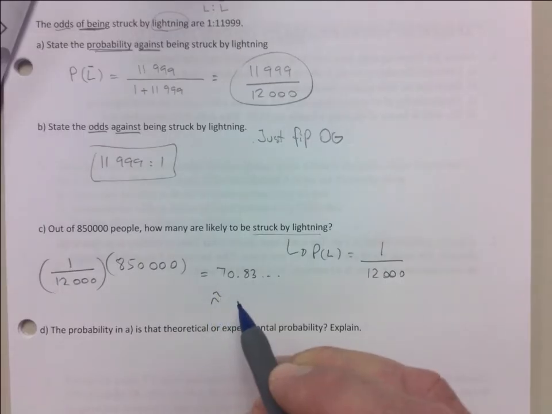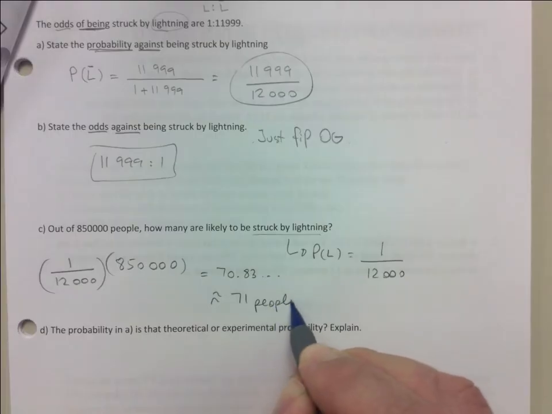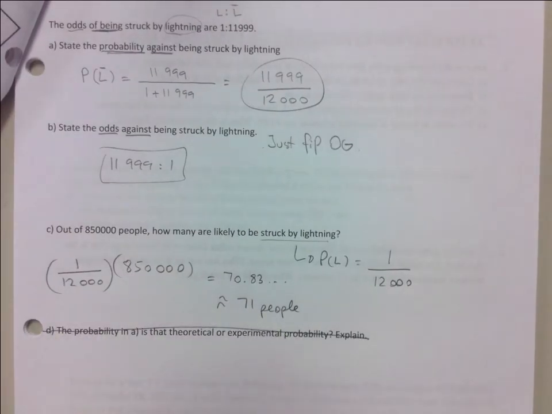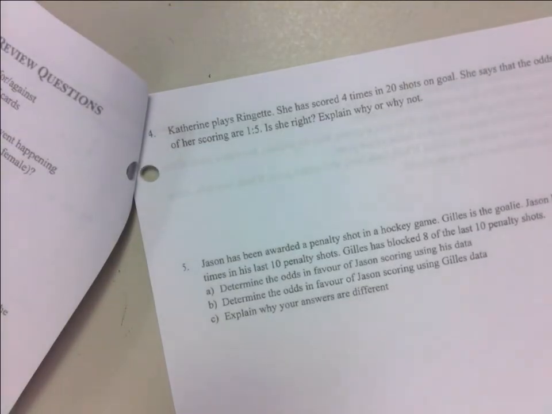You can't have a decimal here because it's people. It's approximately 71 people. Don't worry about D. We don't have to worry about theoretical versus experimental probability. Now, I'm going to ask you to try 9 to 11. I'll post a video that goes over it if you get stuck, okay?